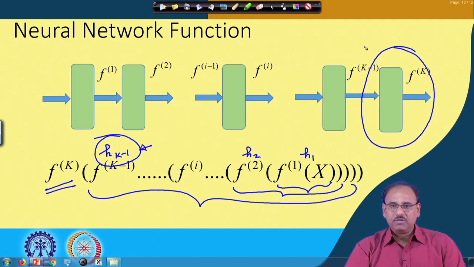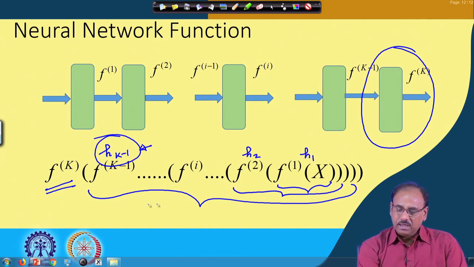And why is it feed-forward? Because you find that the information is always flowing from input to output. The information does not flow in the reverse way. Of course, there are other variants of the neural network known as recurrent neural networks, where the information can also be fed back. We will come to that later.